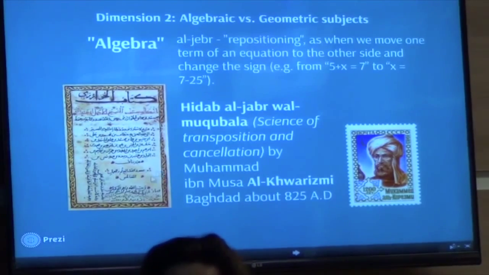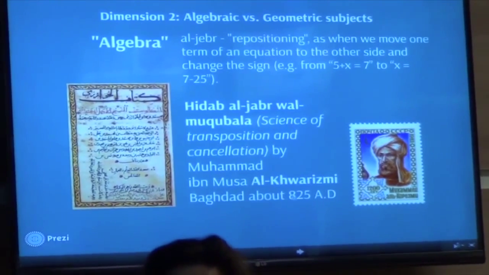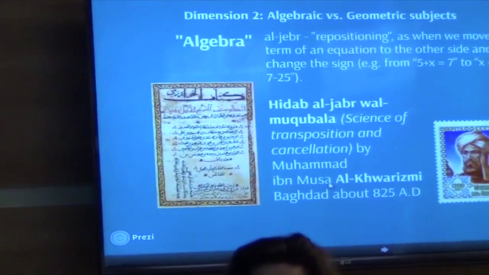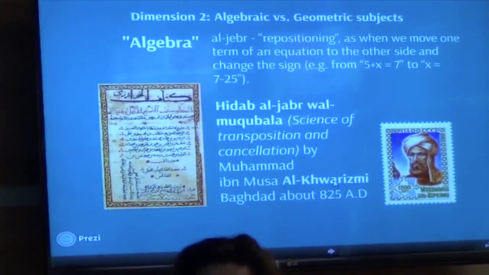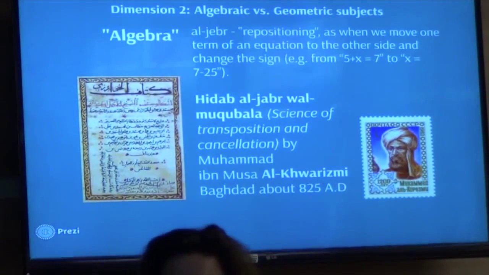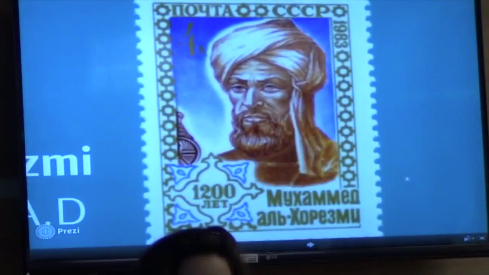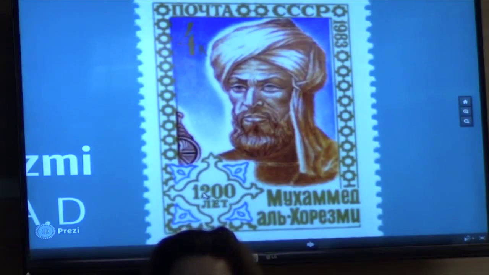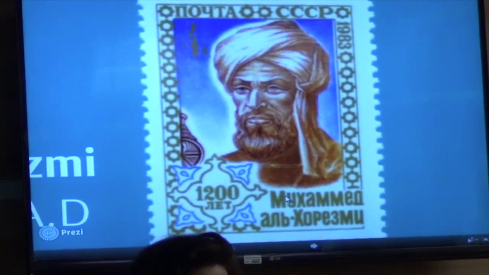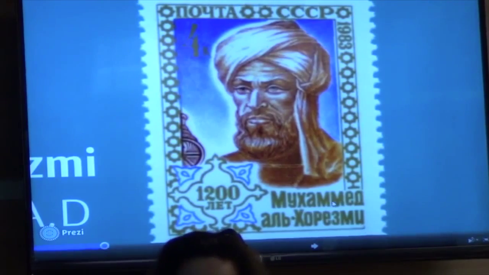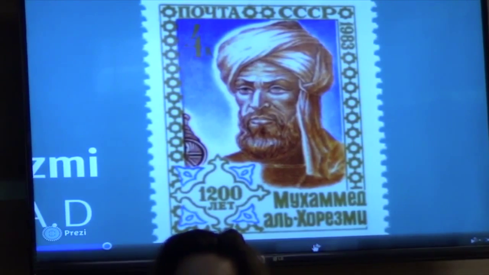So this book was written in 825 AD by Musa al-Khwarizmi. That's where we get the word algorithm, from his surname, actually. And this is a stamp, a Soviet stamp, devoted to the 1200th anniversary of this Arabic mathematician. So I thought, this is how the Russian Cyrillic alphabet looks, if you don't know.